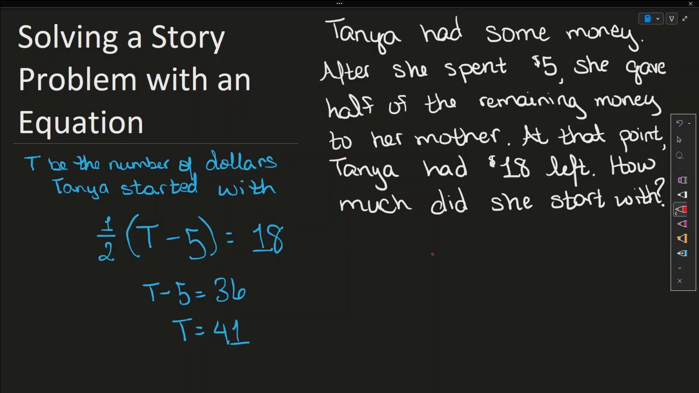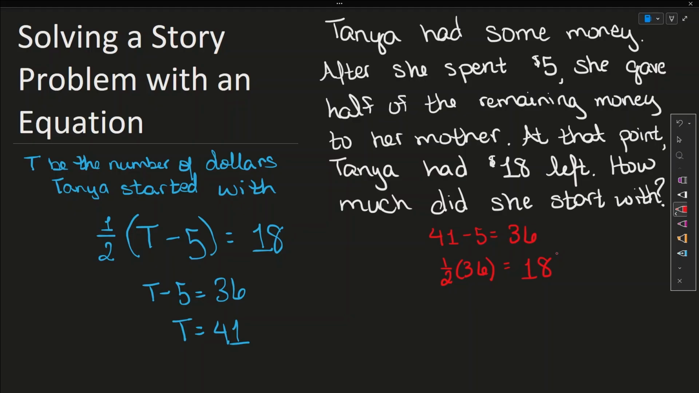And we can check this. If Tanya started with $41 and she spent $5, then she had 41 minus 5, or $36 remaining. She then gave half of the $36 to her mother. Half of 36 is 18. That means she had $18 left. So the answer makes sense.